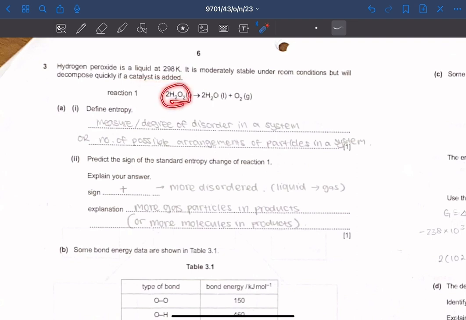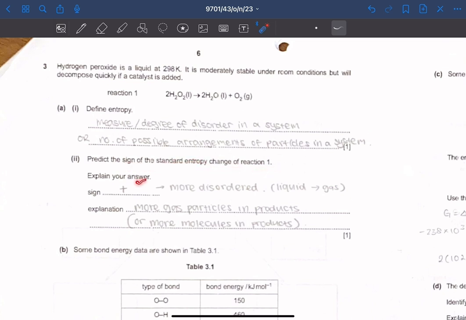So part A(i), define entropy: it is a measure or degree of disorder in the system. For example, a solid has lower entropy than a gas. Something that has more disorder has a higher value of entropy. It is the number of possible arrangements of particles in a system. Now predict the sign of the standard entropy change of reaction 1 and explain your answer. The sign is positive because it is more disordered.